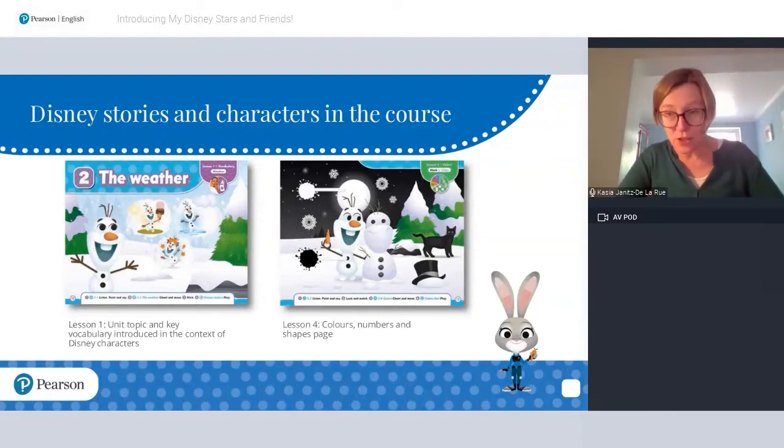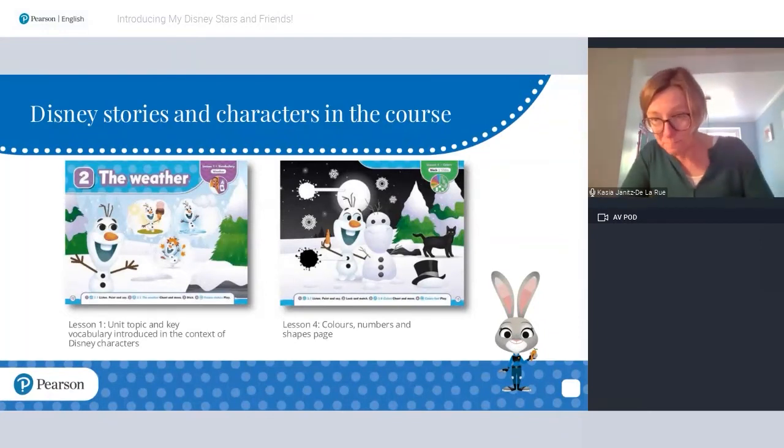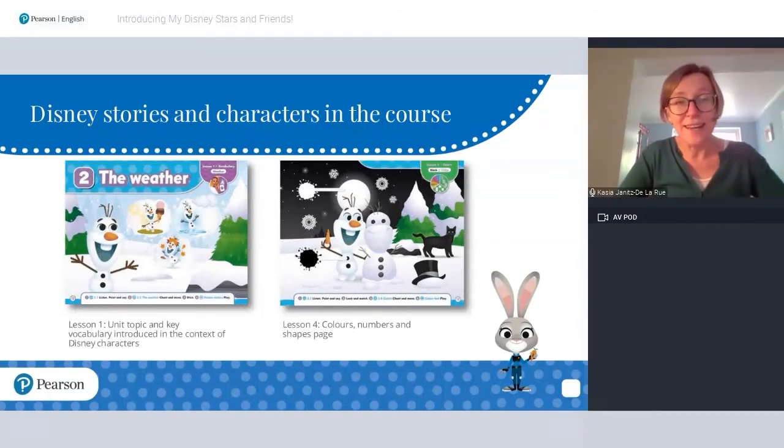course. And now I would like to show you in a little bit more detail how that is happening. I wonder if you can recognize this character here. Does anybody recognize the film that the character comes from? Yes. People recognize that this is Olaf. Excellent. And Olaf is helping us introduce the topic of the weather.